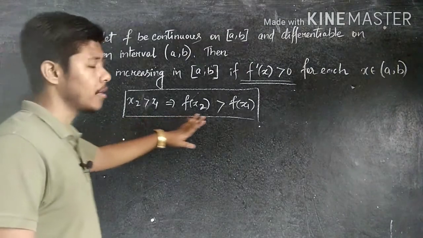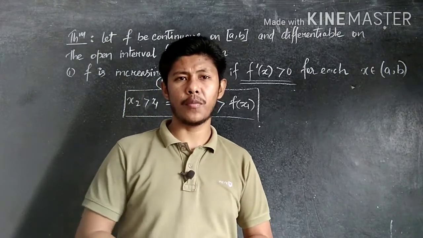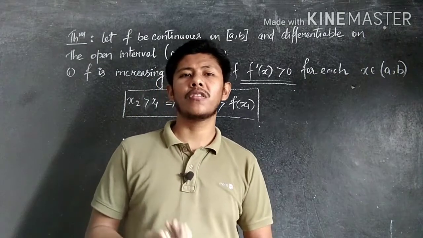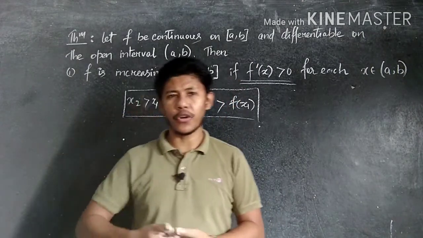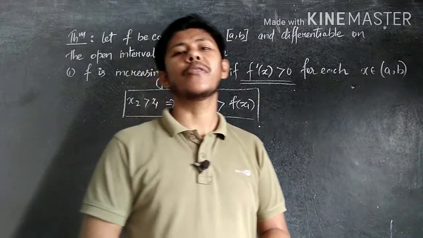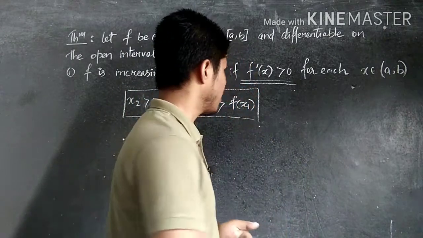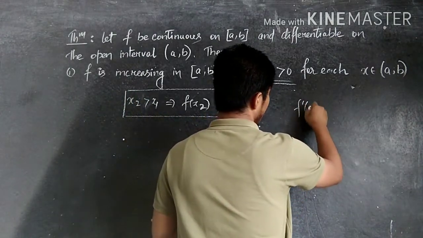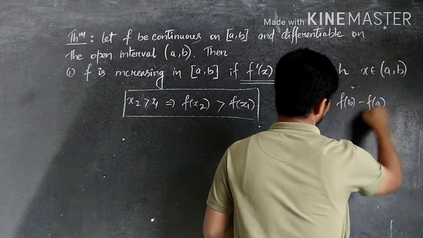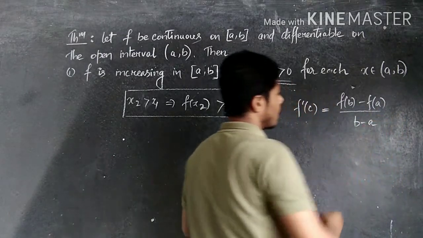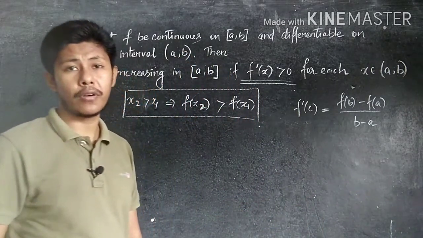So very simple, because in class 11 we already get the mean value theorem. What is the mean value theorem? f dash of c, or whatever we write f dash of x, or if we consider a point c, then f dash of c is equal to f of b minus f of a divided by b minus a, where a and b are the points. We consider x equal to a and x equal to b, is it not?